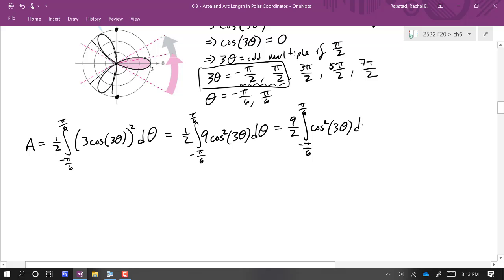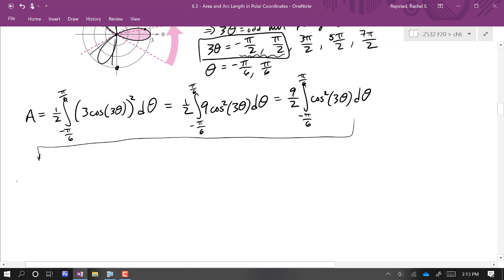Now we have to think back. We have all the skills we need to do all the integrals in this chapter. We just have to think back to all the work we did in chapter 4 with techniques of integration. So this is a trigonometric integral. I have just an even power on cosine, and you might recall from chapter 4 that the way we handled these, if we only had even powers, was we used the half angle identity to rewrite it. So this is 9/2 times the integral from minus pi over 6 to pi over 6.